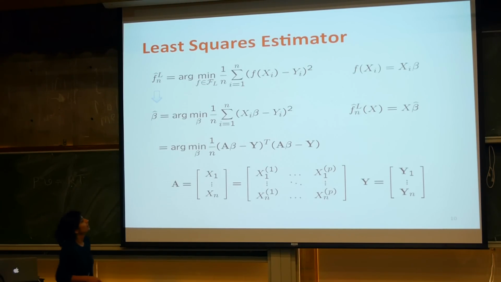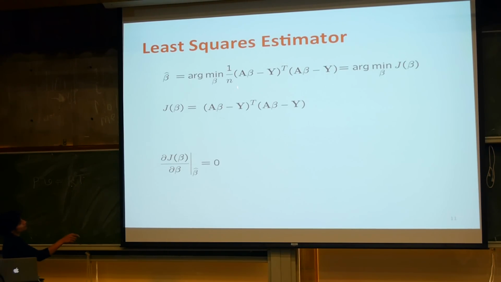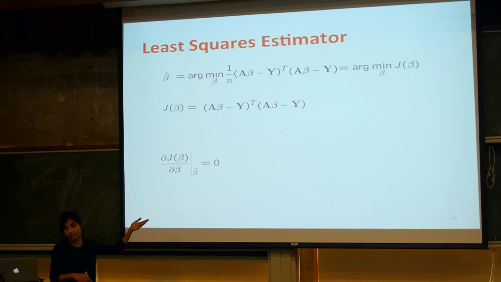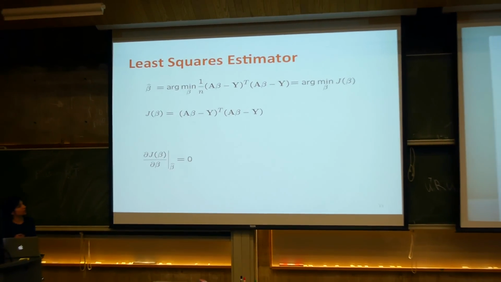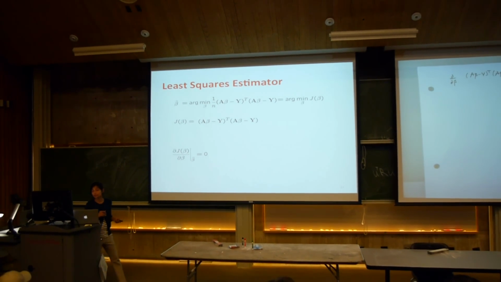All right. So now we have this objective function, which is a function of beta, and you want to minimize it with respect to beta. So what do we do? We take derivatives with respect to beta. All we have to do is solve this problem. There are two facts about matrix calculus that are going to be important.